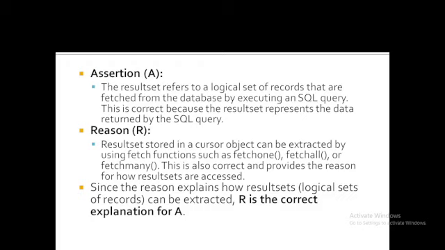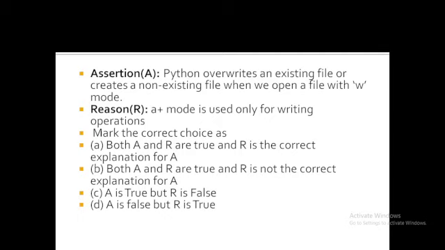So this is also correct and provides the reason for how result sets are accessed. Since the reason explains how a result set, that is a logical set of records, can be extracted, R is the correct explanation for A. Now you can see if a student does not know this basic concept, then he or she will not be able to answer this question. So your concept has to be clear.